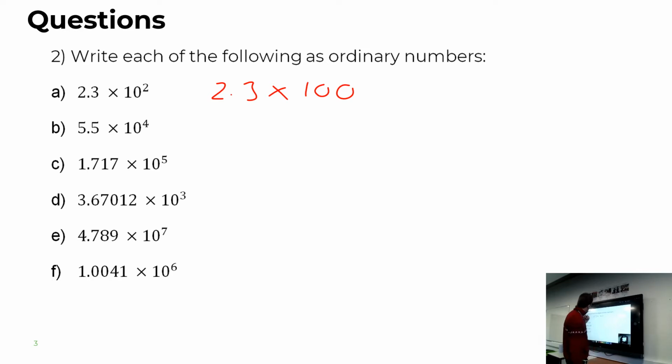So let's have a go at this. Let's write it down as 100s, tens, units. Then we have the dot, and then we have the tenths, and then we have the hundredths. So we have 2.3.